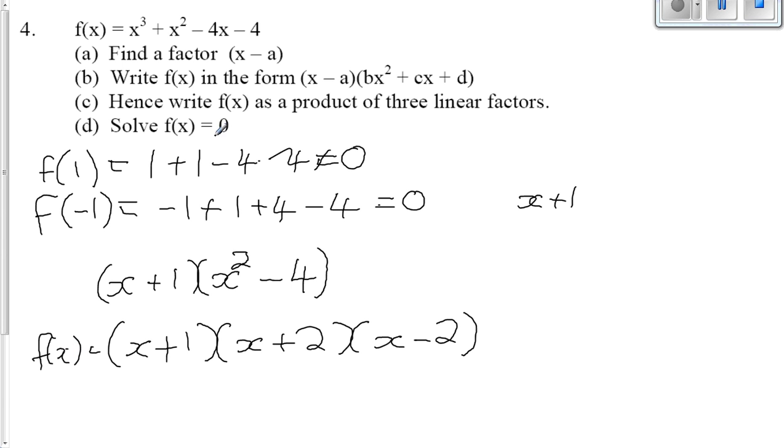And the last bit just says solve f of x equals 0. So when is this thing here 0? Well, that's when that is 0, which is x is minus 1. That is 0, which is when x is minus 2. Or that is 0, which is when x is 2. The 3 answers.